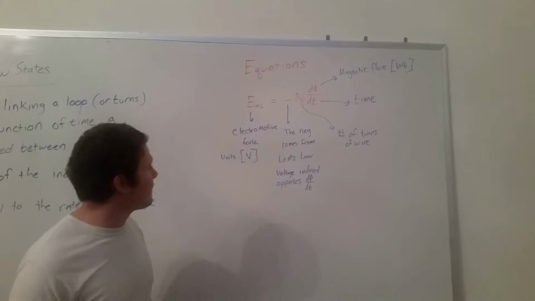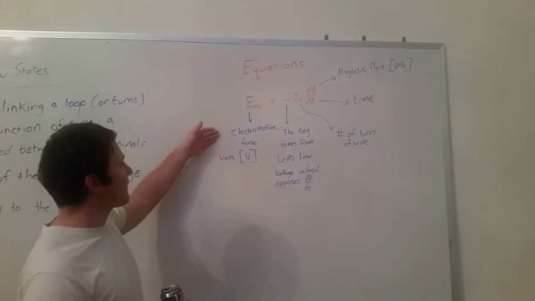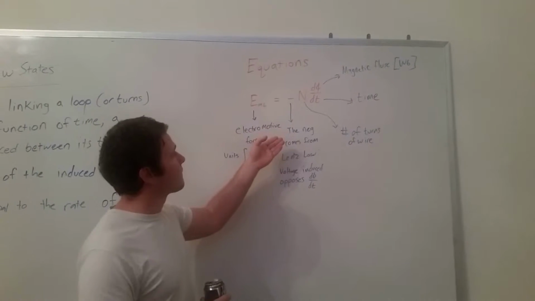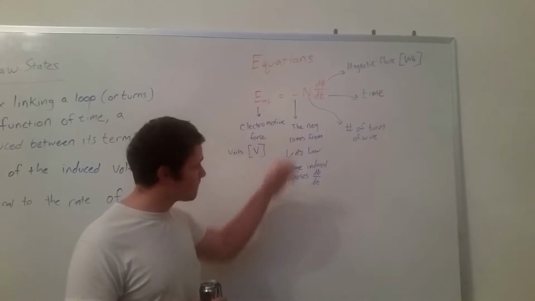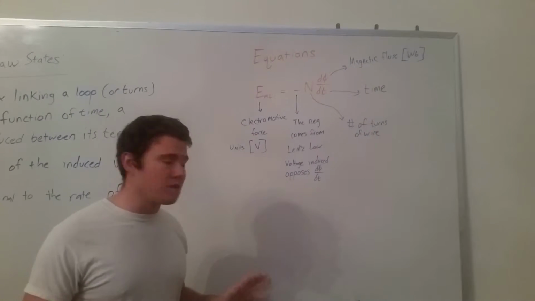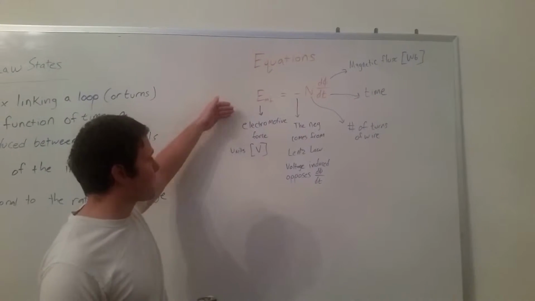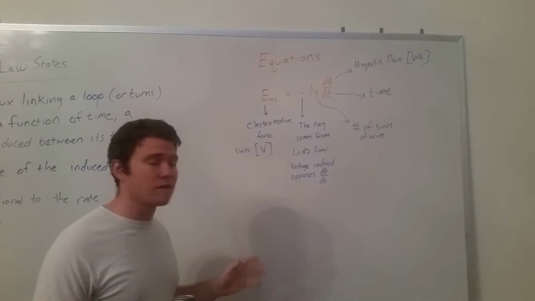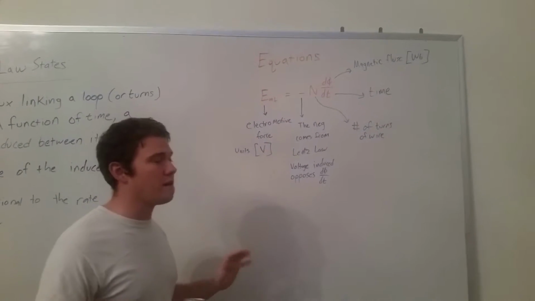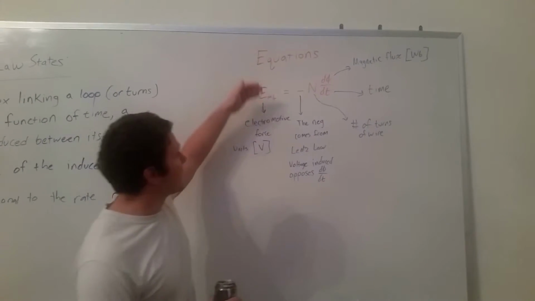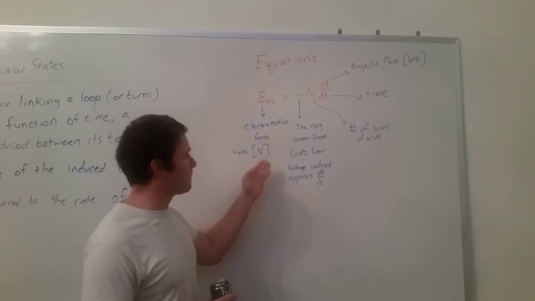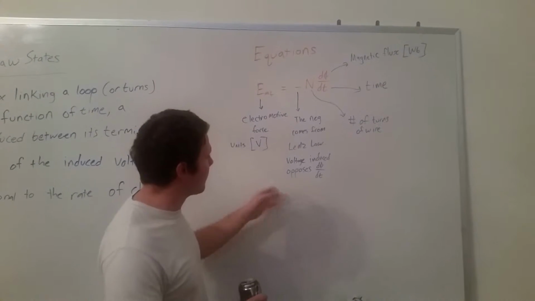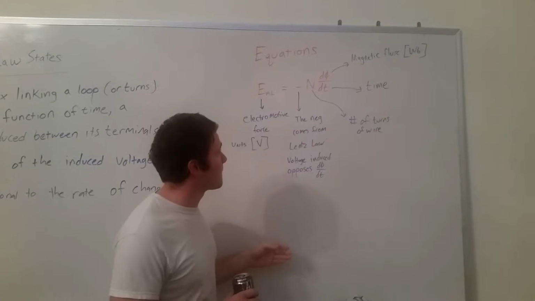So basically he states that the electromotive force is equal to the turns of wire times the rate of change of the flux. So basically, what we can break this down into, the EMF is pretty much just the voltage that comes from the flux changing over time within the wires. When we look at this, the negative sign actually comes from Lenz's law, which says that the voltage induced opposes the change in flux over time.